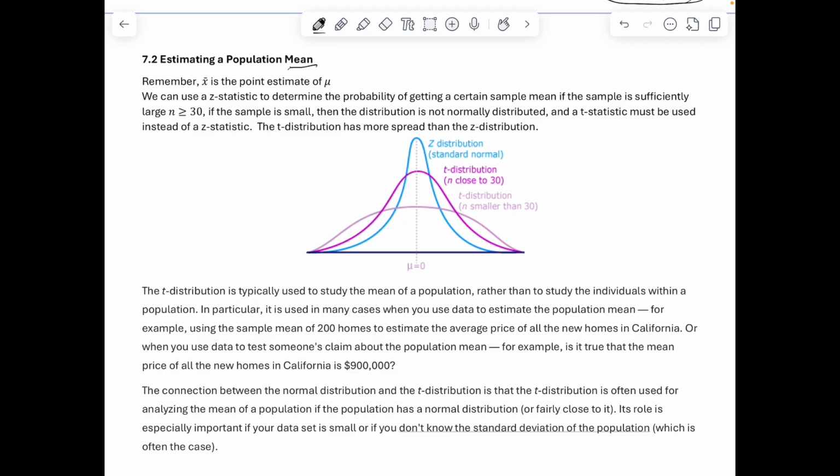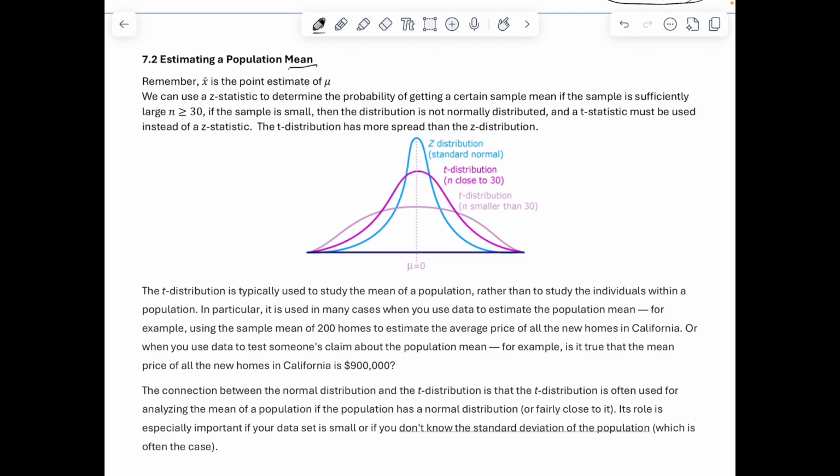We can use a z statistic to determine the probability of getting a certain sample mean if the sample is significantly large, greater than or equal to 30. If the sample is small, then the distribution is not normally distributed and a t-distribution must be used instead of a z statistic. A t-distribution is more spread out than a z-distribution.